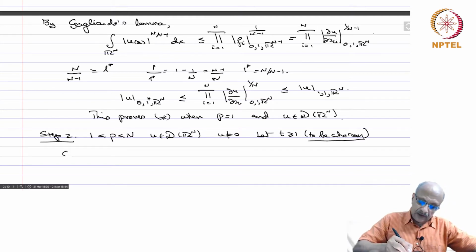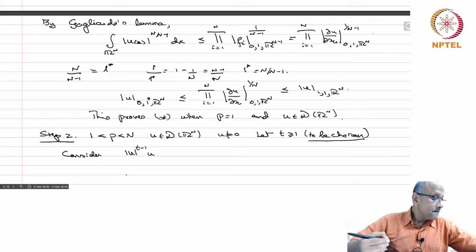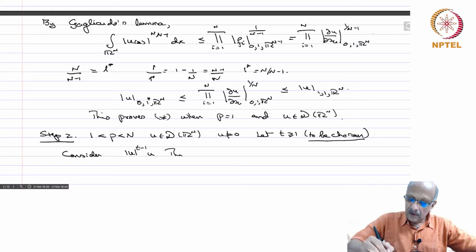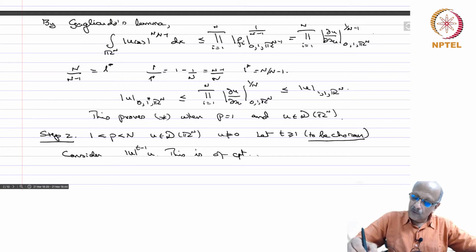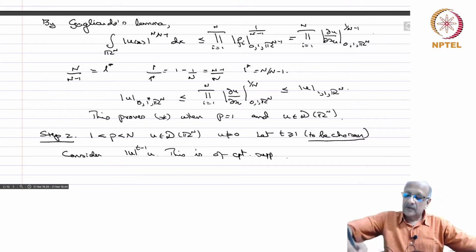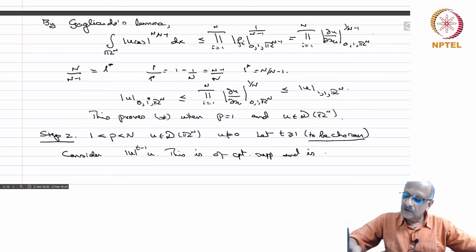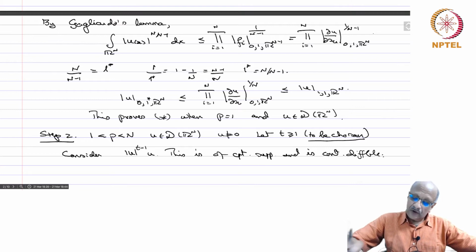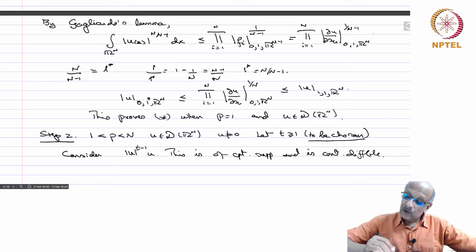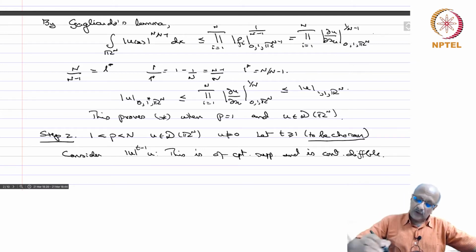Okay. So consider |u|^(t-1) u. So this is of compact support, no problem, because u itself has compact support and is continuously differentiable, because you are taking t power, t is greater than or equal to 1, and you are multiplying |u|^(t-1) u. So such a function is always continuously differentiable, we know that.